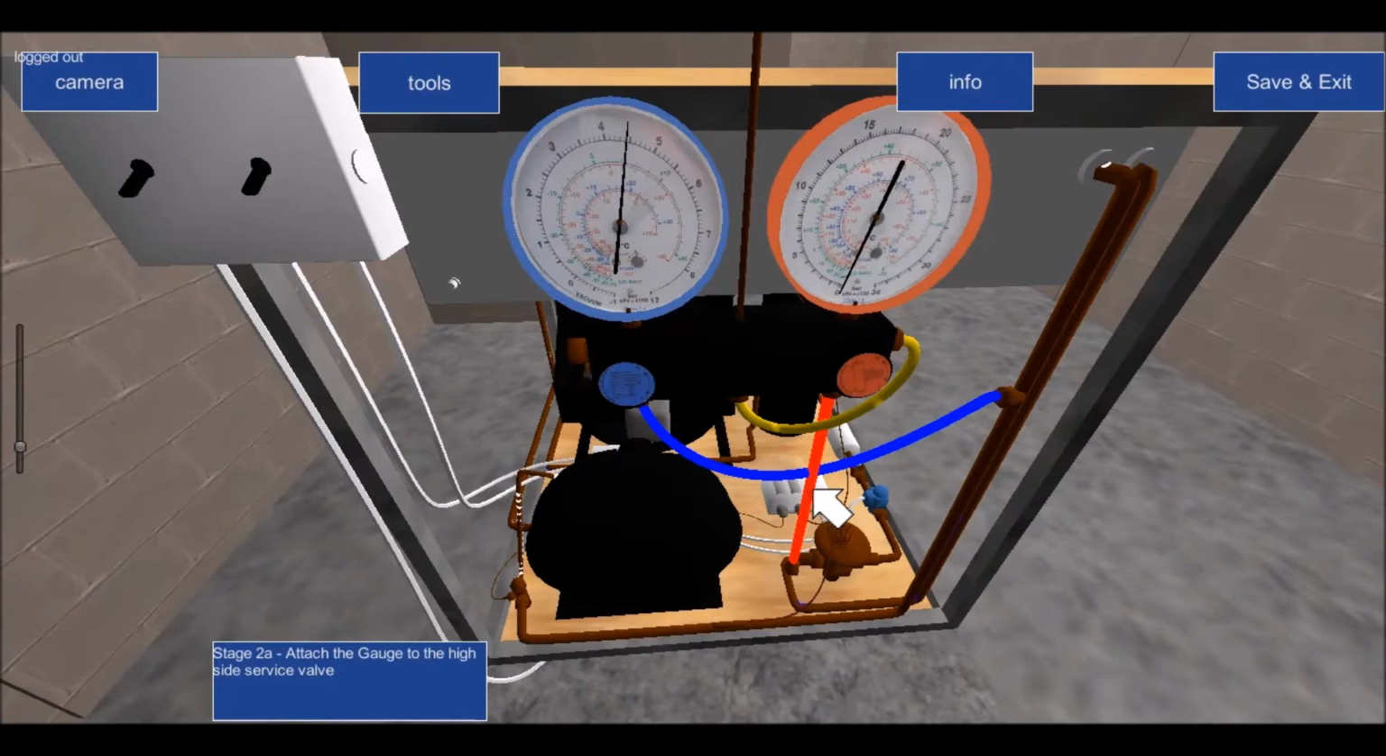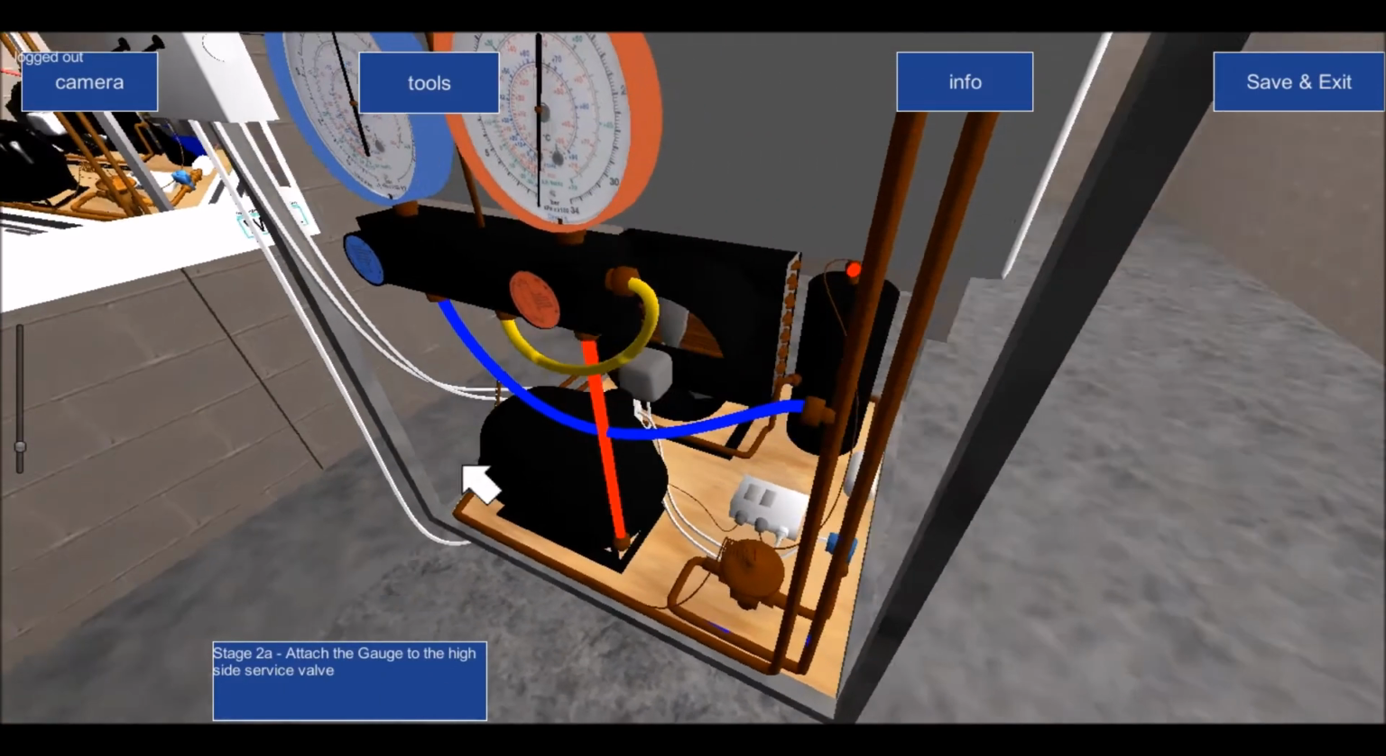So you'll notice that as soon as I connected this blue gauge, the blue gauge here, the writing changed. So now it says stage 2A. So we had stage 1, which would fit the blue. Now we have stage 2, which is attached the gauge to the high side service valve. So this is our red line representing our high side, and we go over here.